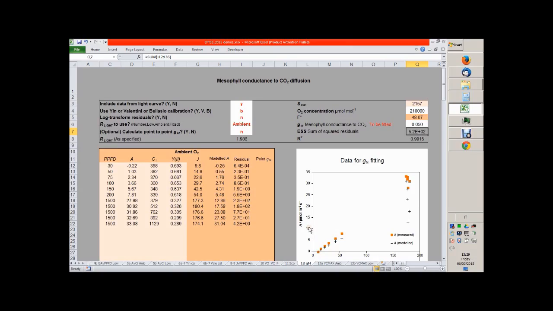Sheet 12 estimates mesophyll conductance to CO2 diffusion. Briefly, it works on the principle that on the basis of PPFD and yield of photosystem 2, the rate of electron transport J is calculated. Then, on the basis of Ci and J, assimilation is modeled using the electron transport limited equations of C3 photosynthesis. Modeled assimilation is plotted in the graph as crosses.